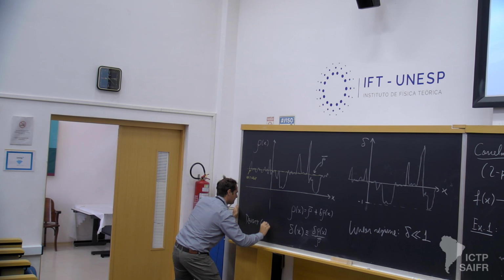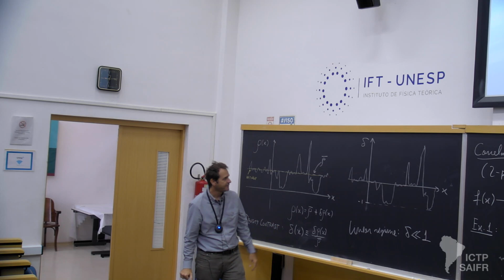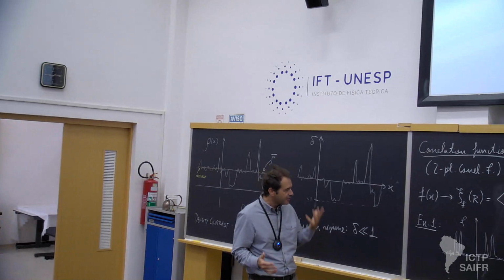Which we call delta, okay? Which is delta rho over rho, so it's the fractional over-density or under-density. So this is a picture of this delta here. And we care about the correlation function of this delta. So what is the correlation function after all?